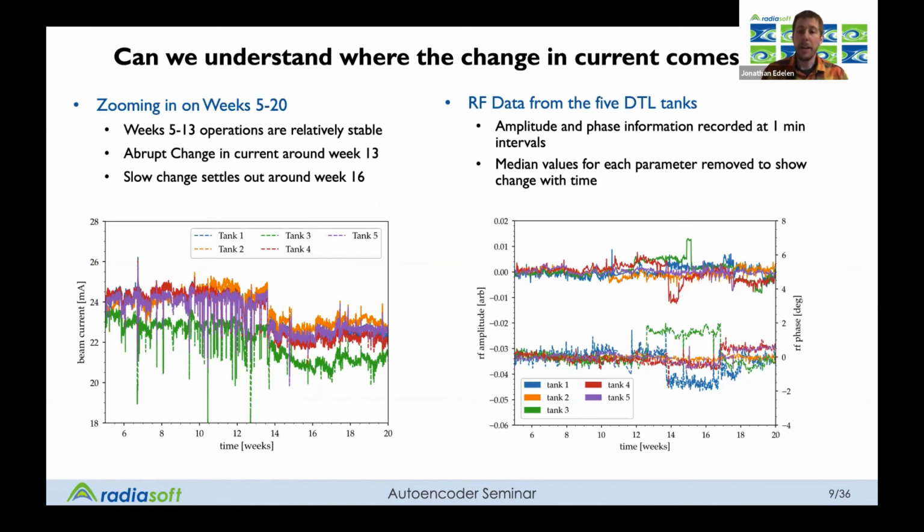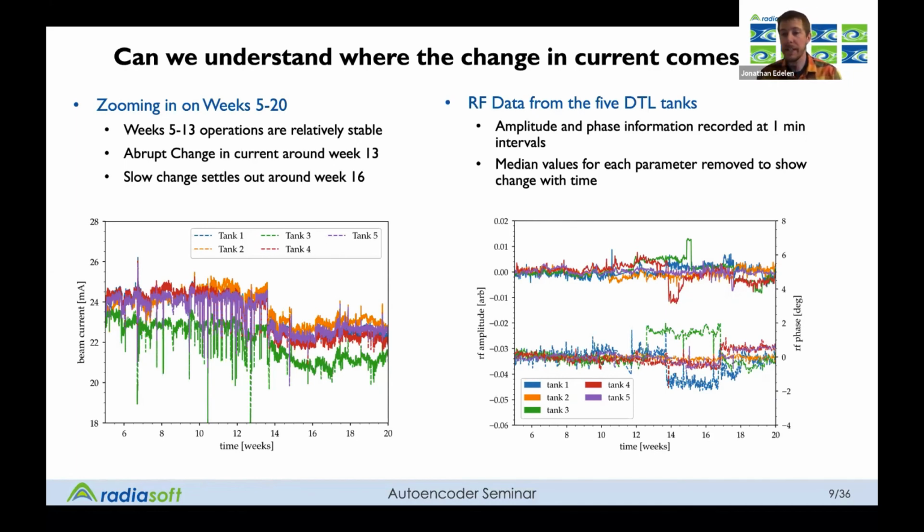And then on the right, we're looking at the RF parameters. We have the amplitude and phase measurements for each of the 5 tanks. And just for the sake of showing relative changes here, I've subtracted the median value from each one of these, so you can show them on the same plot and get an idea of how these parameters are changing with time. There's some very clear changes in the RF parameters.